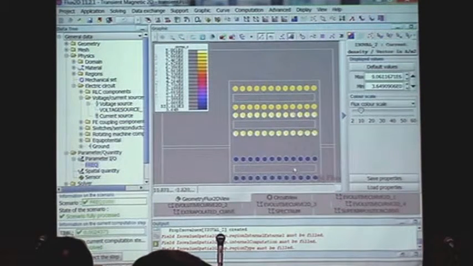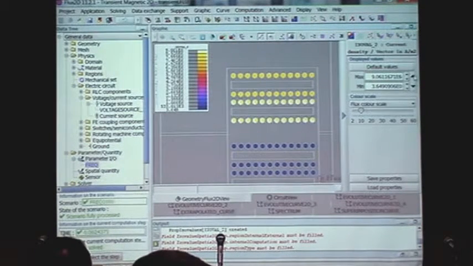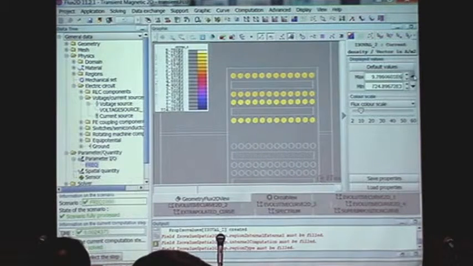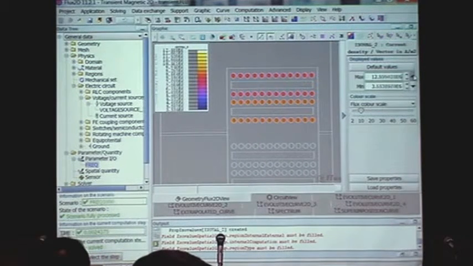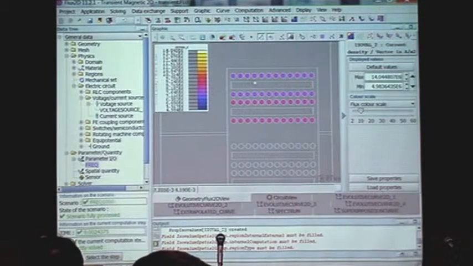The problem is at the bottom I have almost nothing, so I'm going to move my scale towards the top and see how it's distributed inside. Now you can see it's not quite uniform. You have a distribution, and you can see it's actually distributed as you go. So let's see now the distribution inside those two here.